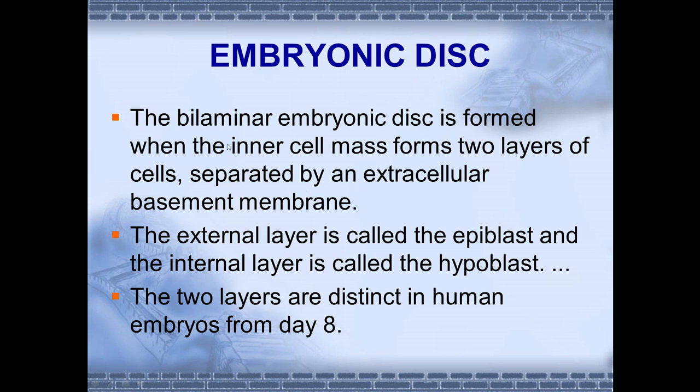Please listen carefully. It forms two layers of cells. One is external and another is internal. The external layer is called the epiblast. The internal layer is known as the hypoblast. Epiblast external, internal layer is hypoblast. And these two layers become distinct from day 8.